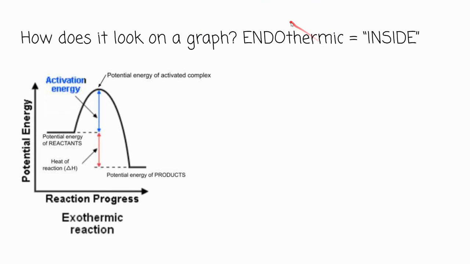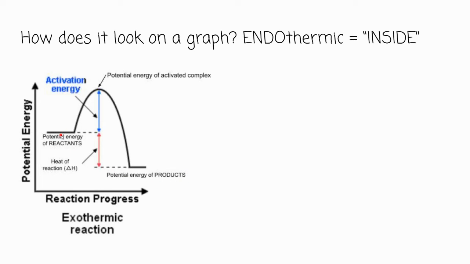I accidentally left the title the same, so please disregard this, but this should be exothermic. If endothermic was inside, then exothermic should be outside. So here we see an exothermic reaction. Once again, the reaction diagram is labeled exactly the same. You always start with your reactants, and then the reaction occurs and you get your products.